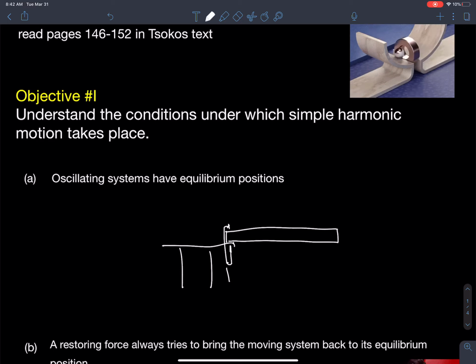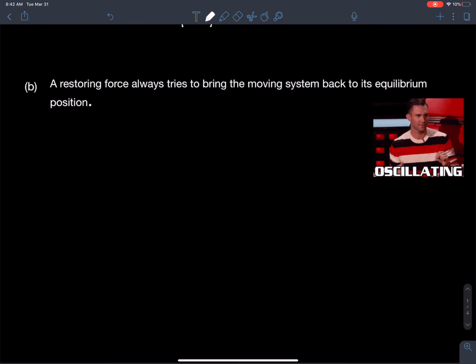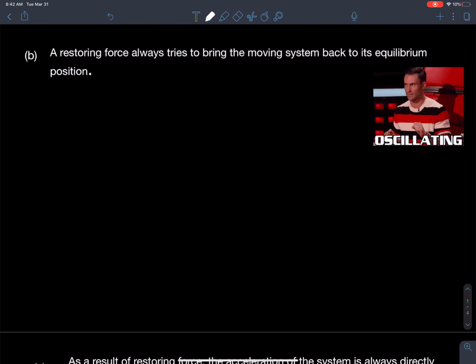That ruler has a force of tension inside of it. And if I push the ruler down, it's going to bend and it's going to want to oscillate back to its equilibrium position, which is here. So that's a ruler, or a wing on an airplane is going to oscillate up and down. It's going to move about its equilibrium position. So there's lots of different systems that oscillate, but they have to have forces that cause them to want to come back to that equilibrium position. Now that force that wants to bring it back is called a restoring force.